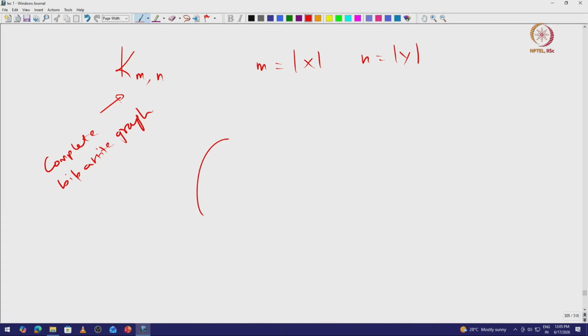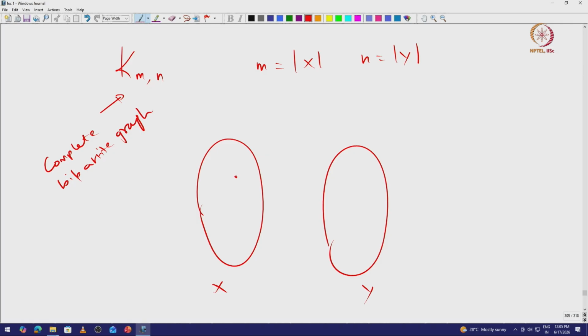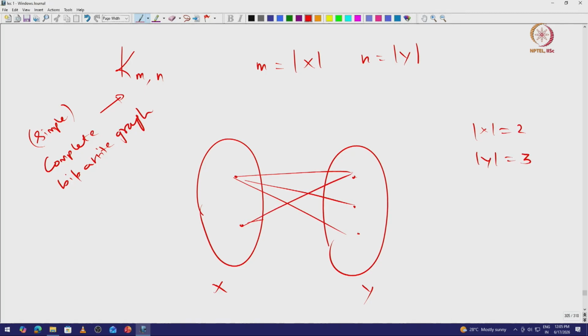So, how is it defined? You have x here and then you have y here. Now each vertex of x is joined to each vertex of y. So, let us say you have some 3 vertices here, then all of them are joined, and we are assuming it to be a simple graph. Okay. So, that means either an edge is there or not there. So, let us say cardinality of x equal to 2 and cardinality of y equal to 3, then we have something like this, and this is called the complete bipartite graph of size 2 comma 3.